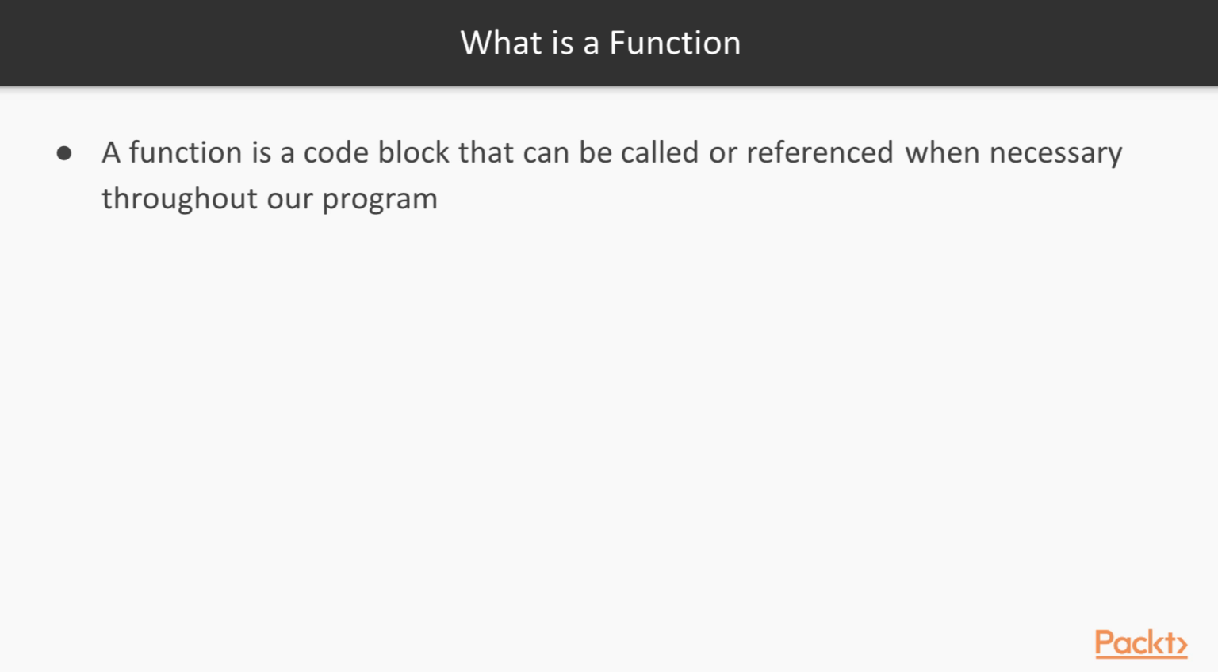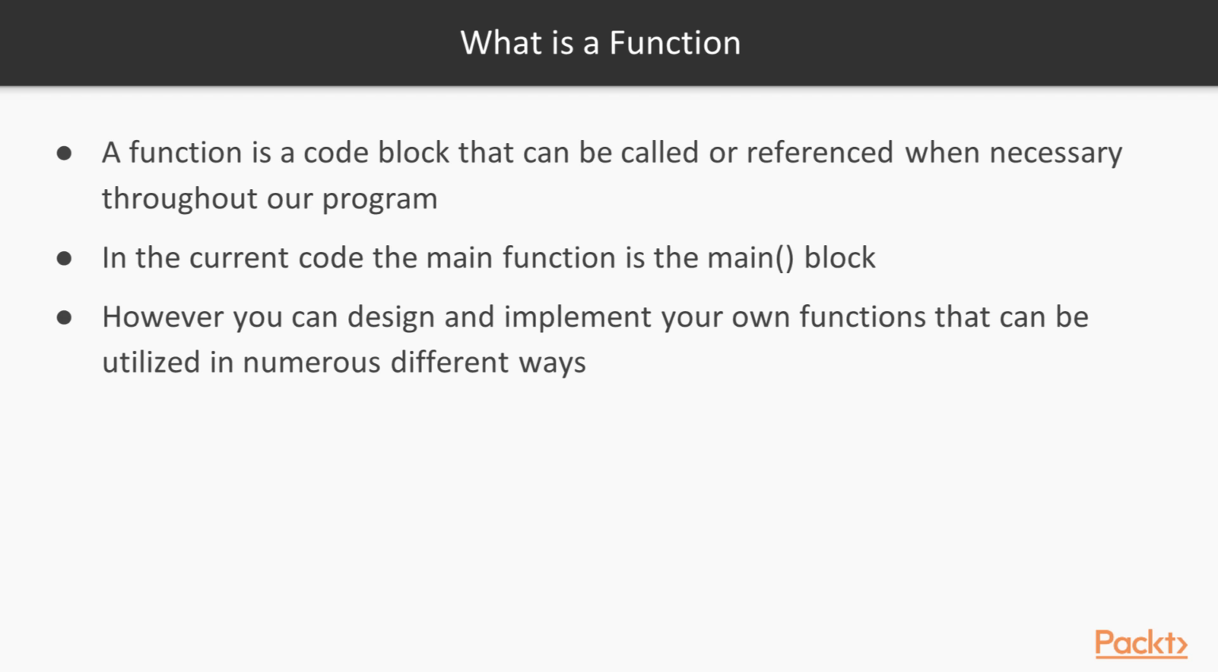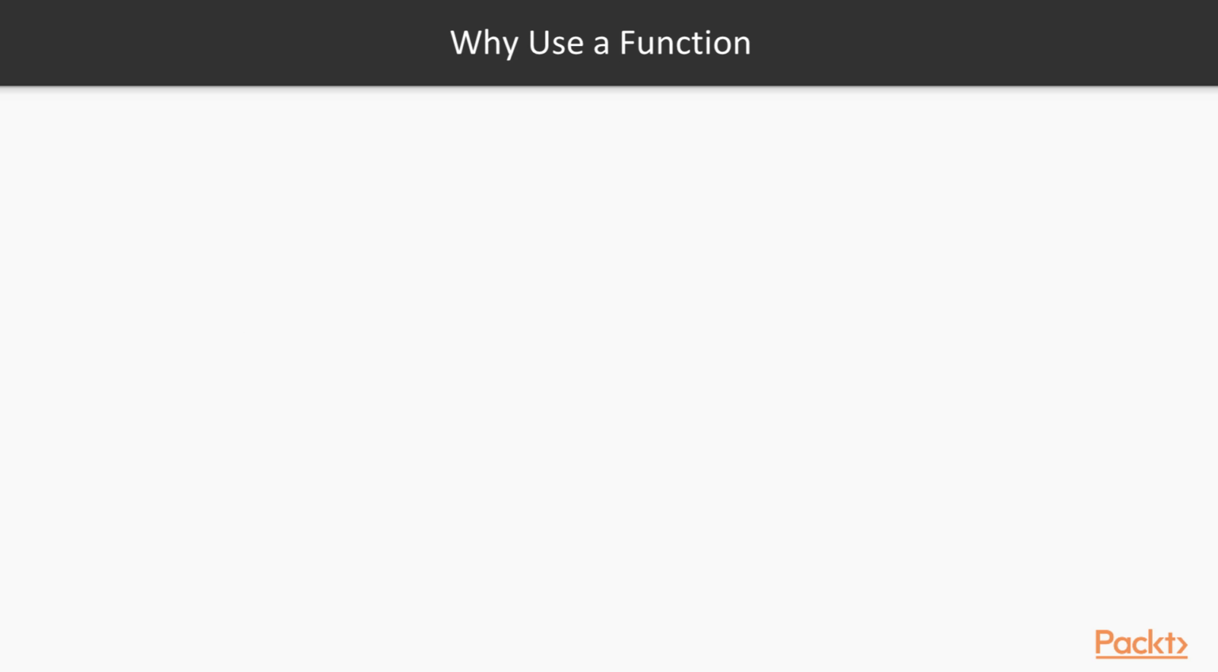As an example of a rudimentary function that every program must have, in the code that we use, the main function is in the main block. However, you can design and implement your own functions that can be utilized in numerous different ways. Just because the main, which we put all of our code in, has a huge volume of lines of code in it, that doesn't mean they must remain there. We can break them out, put them into different functions and call them all over the place, which is very useful.